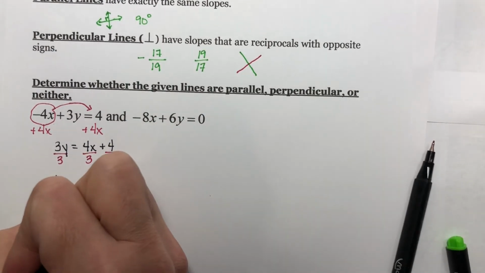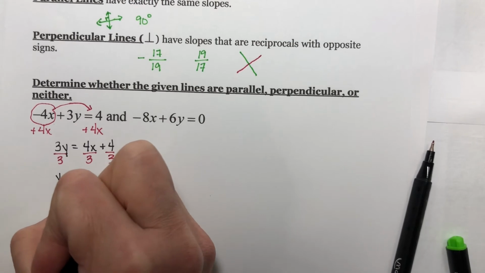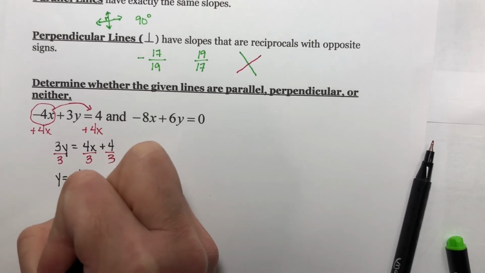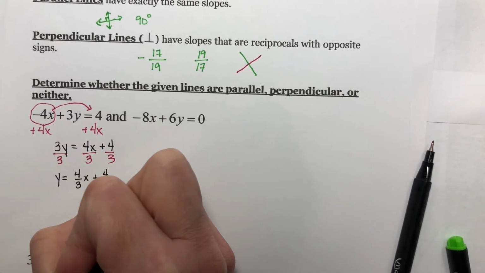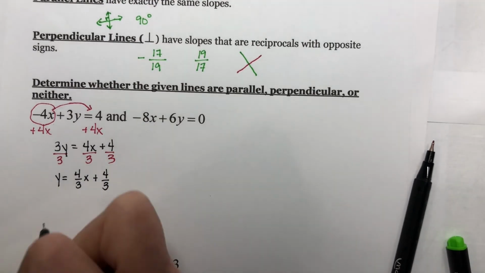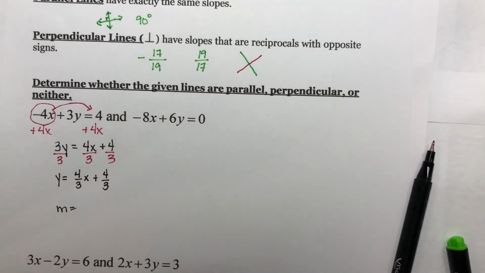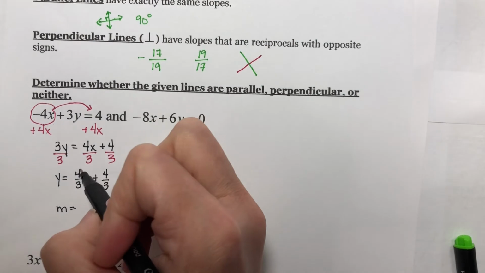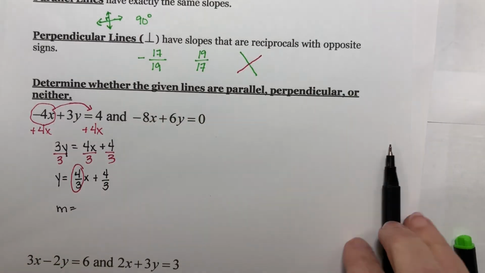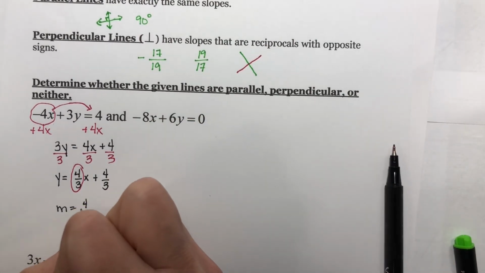This gives me y is equal to 4/3 x plus 4/3. So what is the slope of this first line? It is the coefficient of x, which will be 4/3.